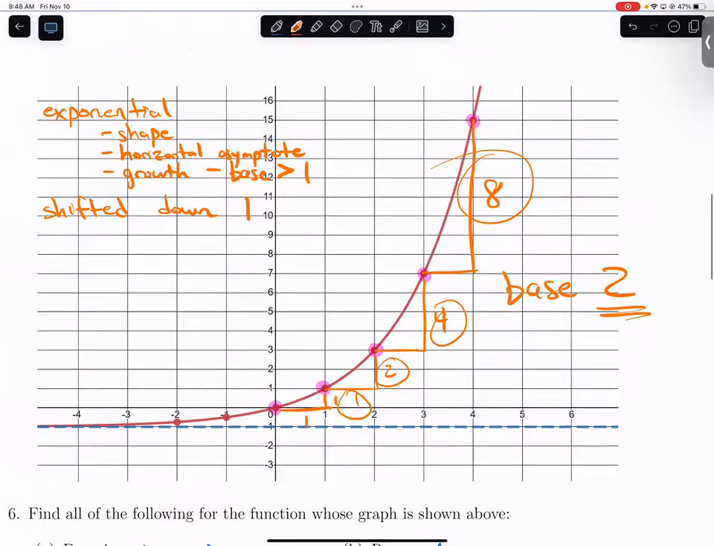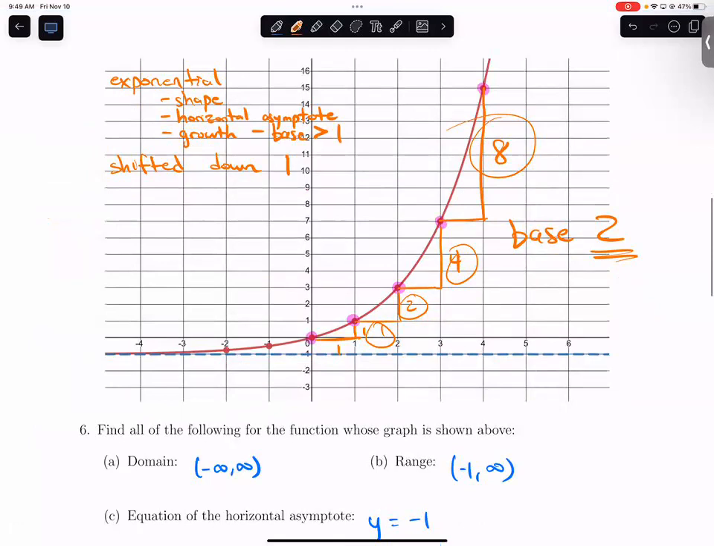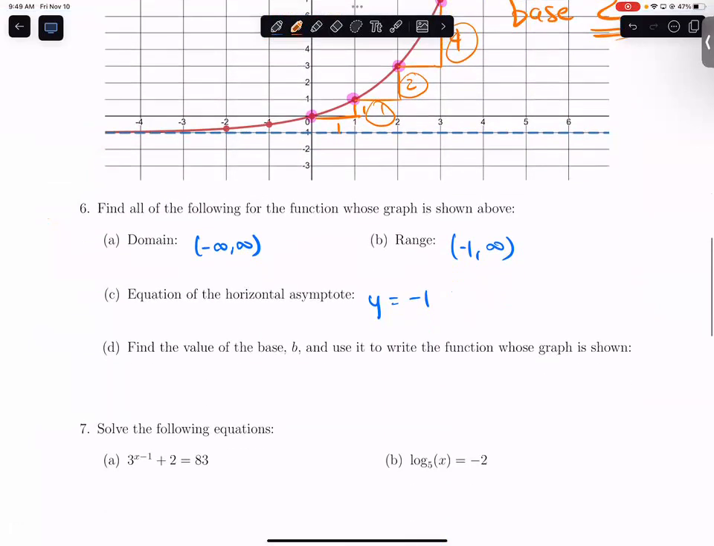If I had seen it go 1, 3, 9, something like that, that means the base is 3. And so on. Can't really get much bigger than that, or it doesn't fit on the page very well. But find the value of the base, that's 2. The function whose graph is shown would be 2 to the x, only shifted down 1. So 2 to the x, then on the outside, not in the exponent, but on the outside, -1 to get the shift down by 1.